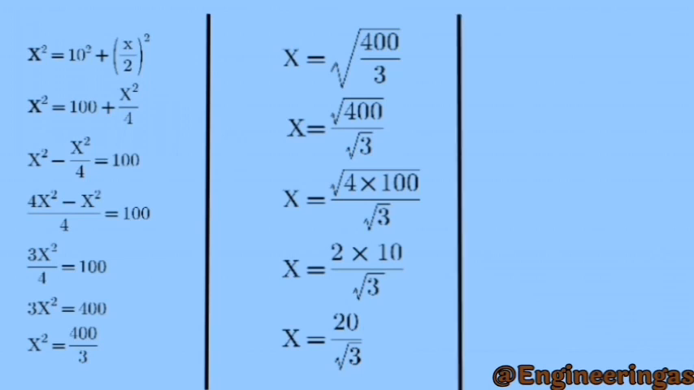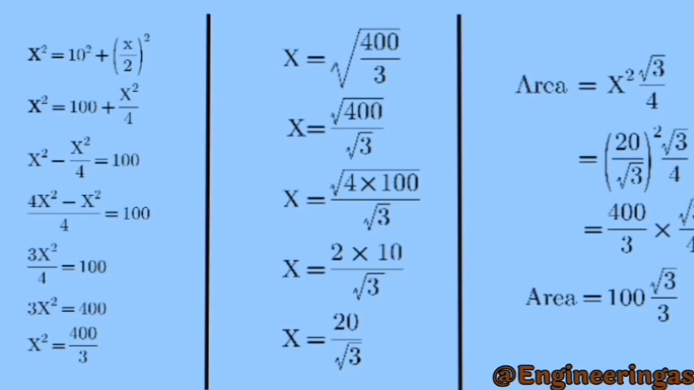Then we can use a formula. Area of equilateral triangle is x squared root 3 over 4. Then x is 20 over root 3. So we substitute it into this formula. So 20 over root 3 squared times root 3 over 4. This will be 100 root 3 over 3. So the answer will be C.